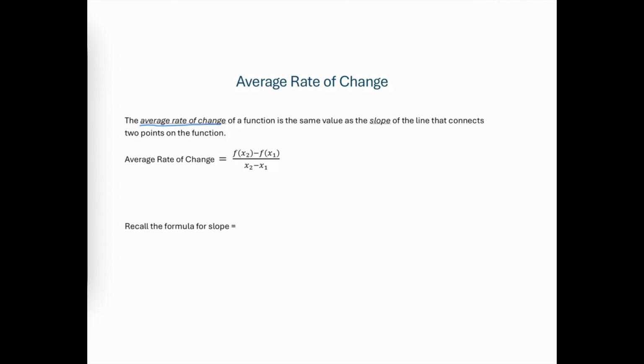When asked to find the average rate of change of a function, what we'll notice is that when calculating that, we're actually calculating the same thing as the slope of the line that connects 2 points on a particular function. The average rate of change formula is given here, but if you'll recall, the formula for calculating the slope between 2 points is rise over run.